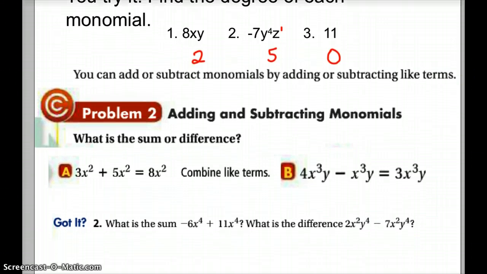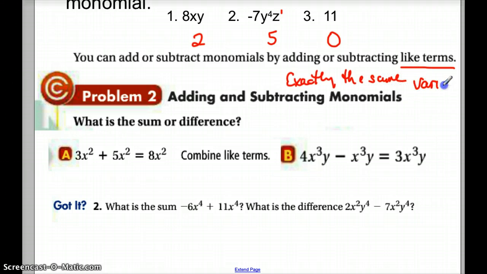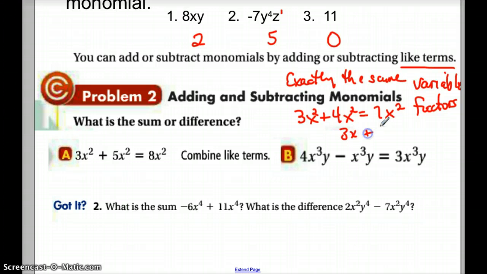Okay, let's talk about what you're going to do with these monomials. So far we've been working with multiplications. We are now going to add or subtract monomials just like we add and subtract like terms. Okay, so remember, what is a like term? Like terms are terms with exactly the same variable factors. For instance, 3x and 4x both have x as a variable. You can combine them and that equals 7x. If they were 3x squared and 4x squared, you can also combine them to be 7x squared. But you cannot combine 3x plus 4x squared. They do not combine. They just stay the way they are.